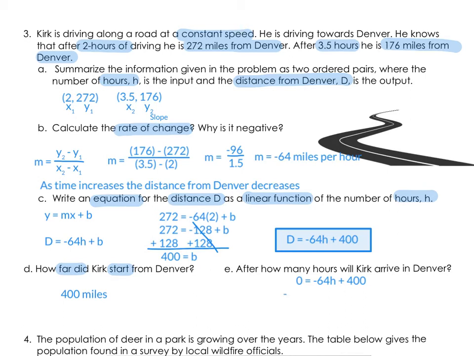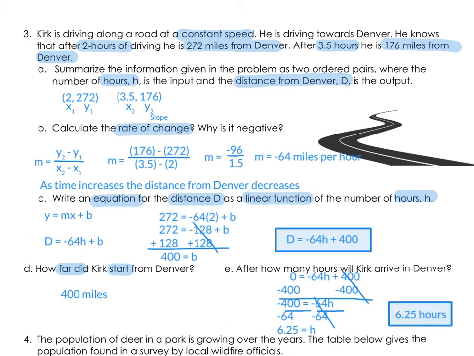So we're going to subtract 400 from both sides, because that'll get the constant on one side, the variable on the other. And if we do 0 minus 400, that just stays negative 400, equals the negative 64h, and then we divide by the negative 64 to get h itself. And then we get our answer, which is 6.25, meaning 6 and 25 hundredths hours, or 6 1/4 hours. And I just left that with the decimal since it came out nice.